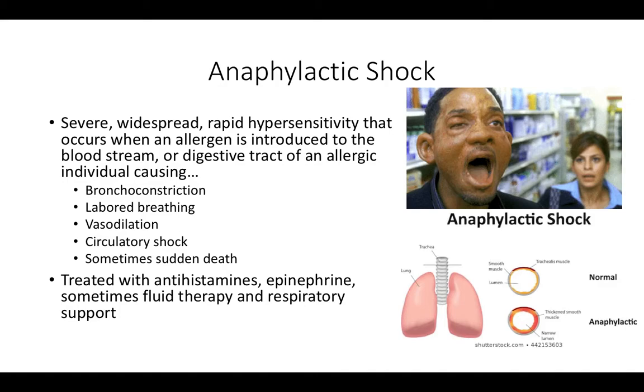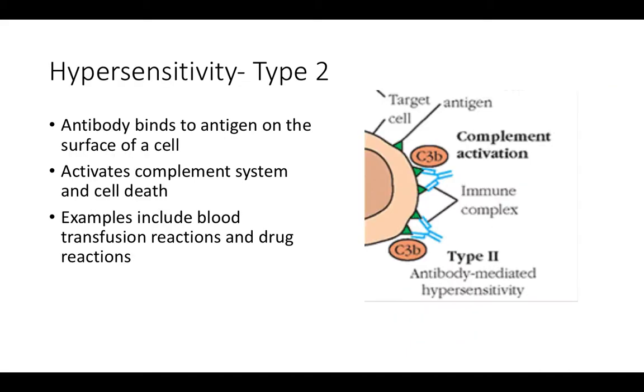circulatory shock, and sometimes even sudden death. So we can treat anaphylactic shock with antihistamines, but they're not going to be functional by themselves. Epinephrine is really what helps to subside or combat these symptoms. And then sometimes people even need fluid therapy and respiratory support. So the second type of hypersensitivity occurs when an antibody binds to an antigen.